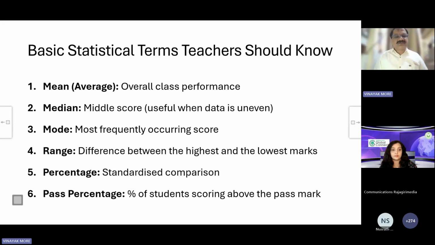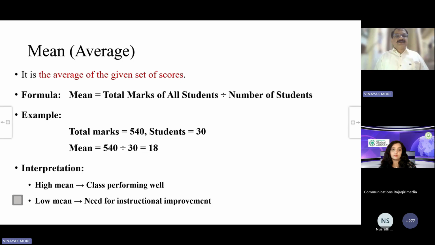Whereas the last two, that is percentage or pass percentage, are the fundamental basic statistics that we all are doing. That means if you conduct an exam, then based on the student's performance, you can convert it into a percentage. So that is the basic thing that we are doing. That is called a standard comparison tool. But we will go beyond that, beyond percentage. We will discuss mean, median, mode, and other parameters of variance. So I'll just discuss this.